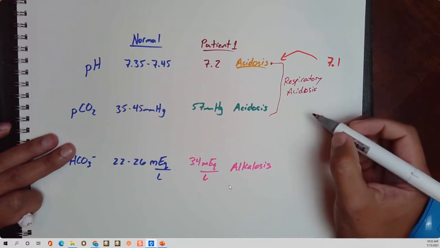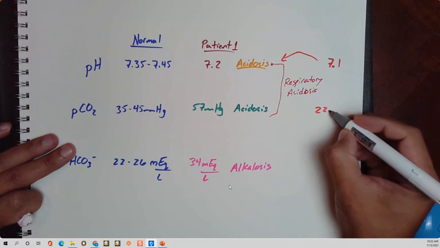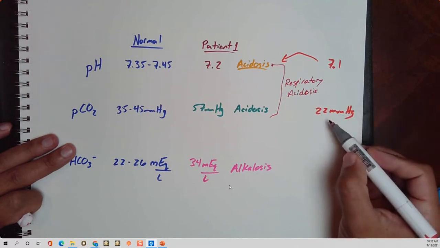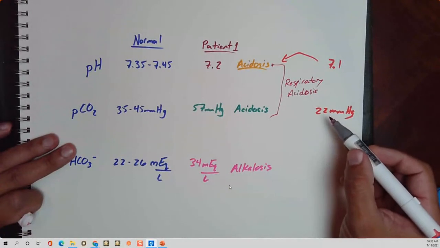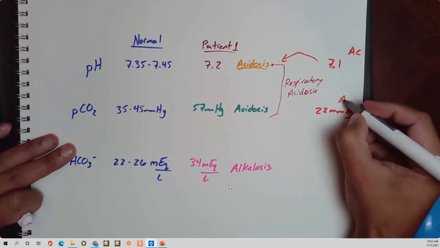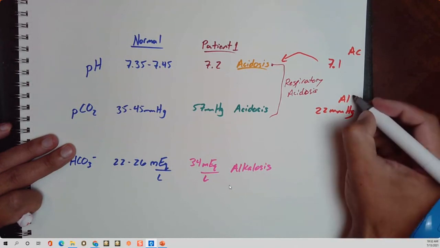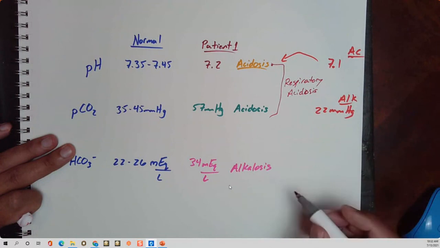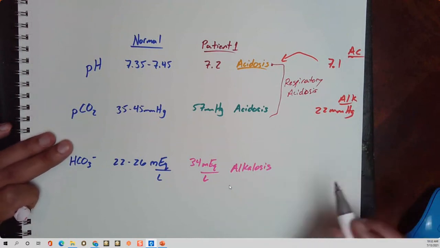Now, what if the partial pressure of carbon dioxide is 22? Well, that's going to indicate alkalosis. Okay, so we're going to write that down. We'll say acid, and we'll say alk. I don't know, just trying to put something out there. I'm running out of time, to be honest, but you guys are forgiving, I hope.